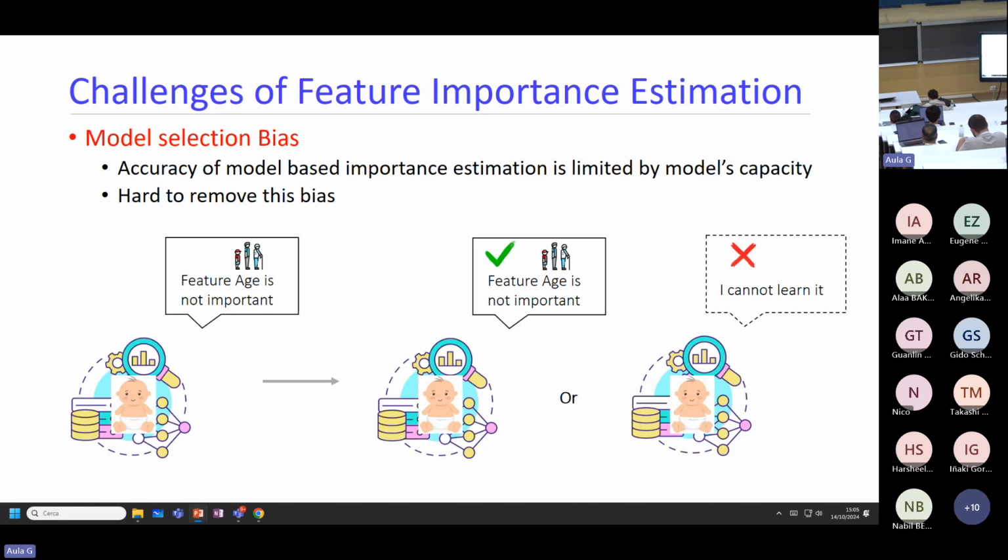No matter how sophisticated the statistical methods are, they can only reflect the feature importance to the extent that the model can learn and represent the underlying patterns in the data. Therefore, while it's challenging to completely mitigate model selection bias, combining these estimates with domain expertise and additional techniques helps achieve a more comprehensive understanding of feature importance.